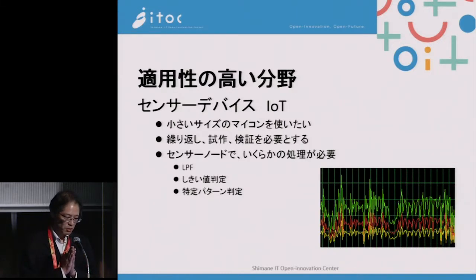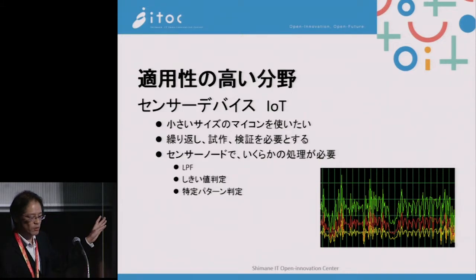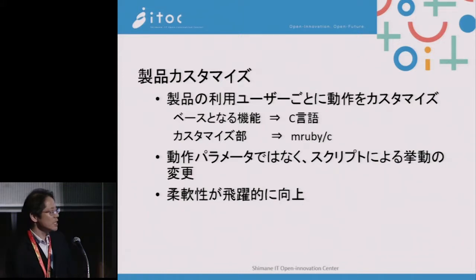So the second topic, actually I'm running out of time. In terms of the area or field in which the applicability is high, it's sensor devices, IoT. So there's a need to use a smaller size microcomputer, and repetitive verification is needed. And if the sensor node has to handle some processing, if no processing is required, another language can handle it. But if a particular pattern has to be judged, in that case, the high-level language has to play a part.